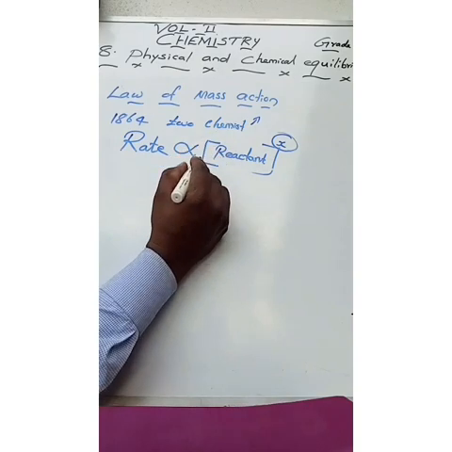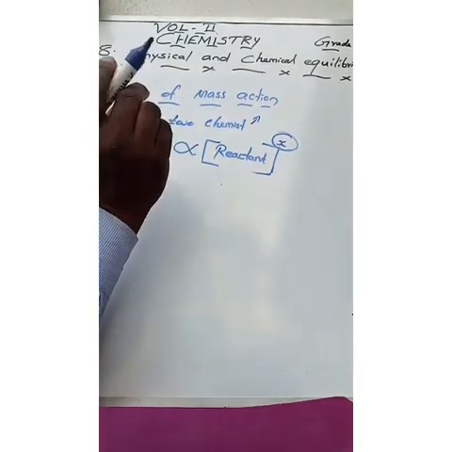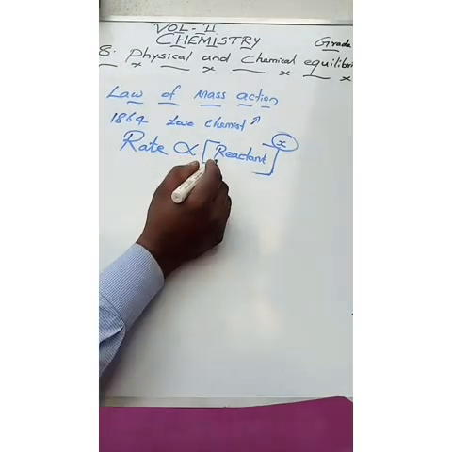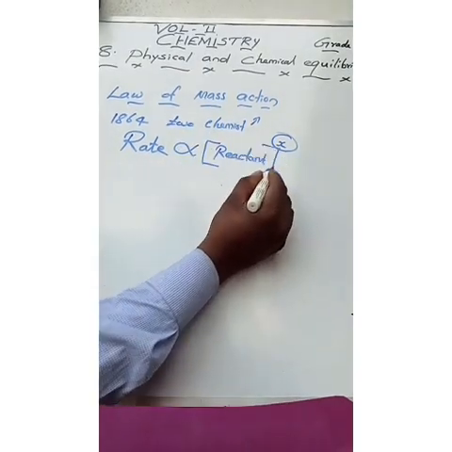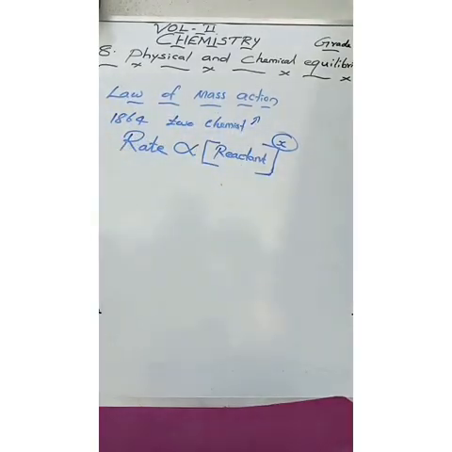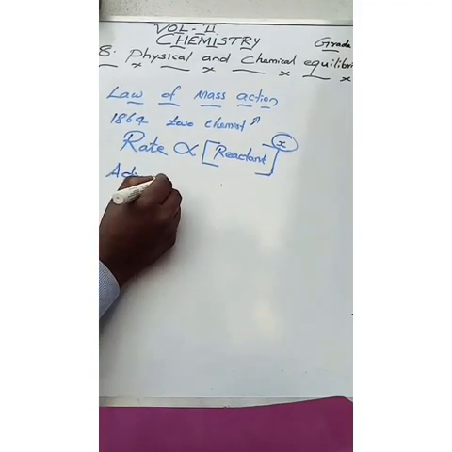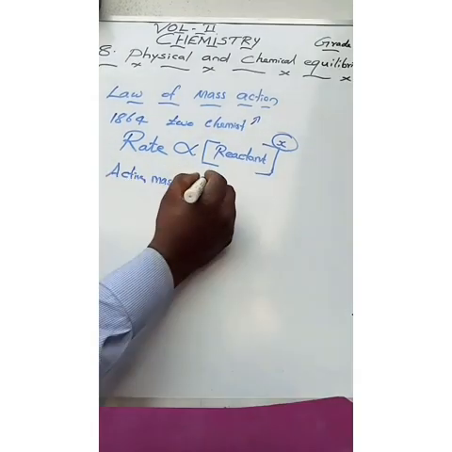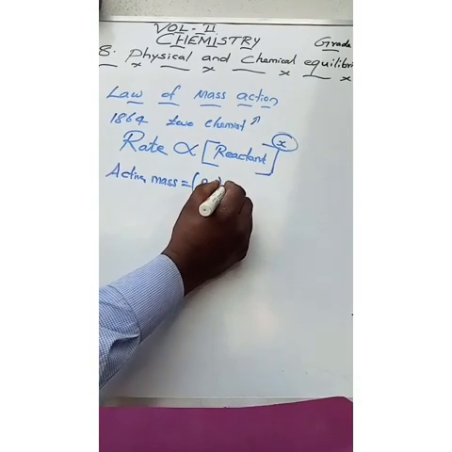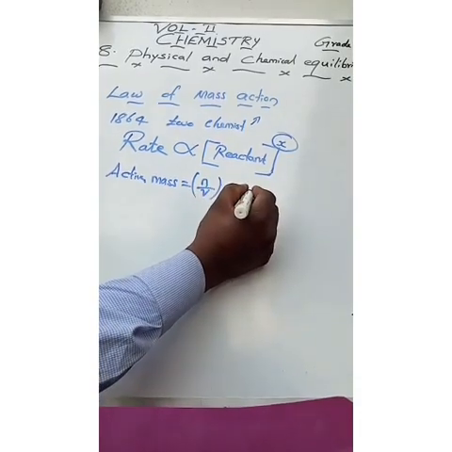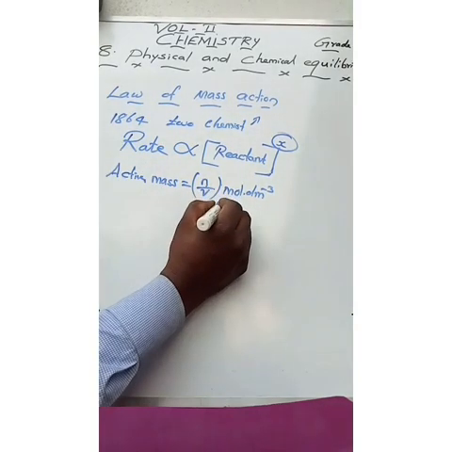The square bracket represents the active mass of the reactant, which we also call the concentration. How to write the formula for active mass? Active mass is equal to N divided by V, in mole dm raised to minus 3 or mole liter minus 1. This is the formula: number of moles divided by volume V.